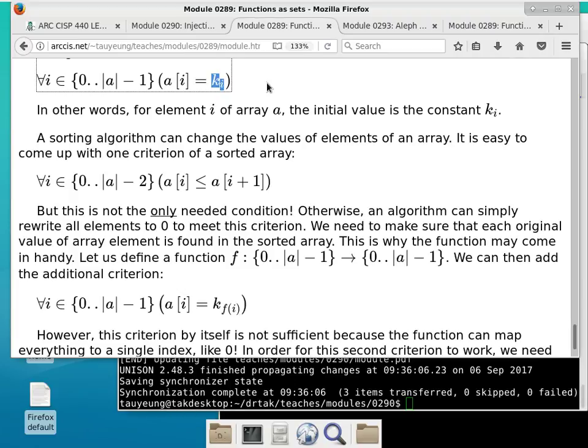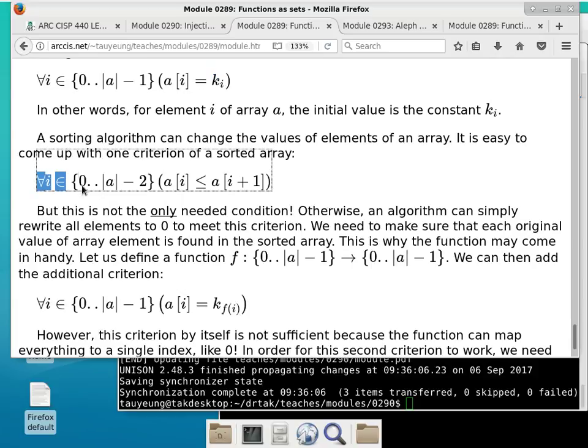Is that okay? So Ki never changes. We don't do anything with Ki in the algorithm itself. We move the values of A bracket I all the time, but we don't change Ki. Ki is fixed. So the question now is, how can we say that a sorting algorithm is doing everything correct?